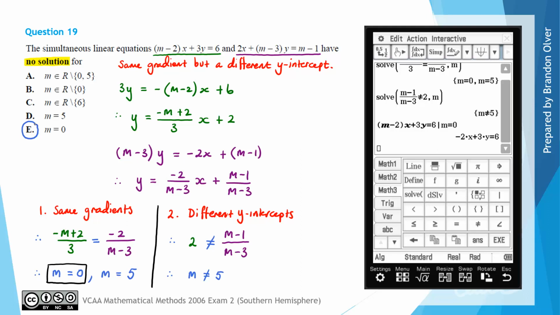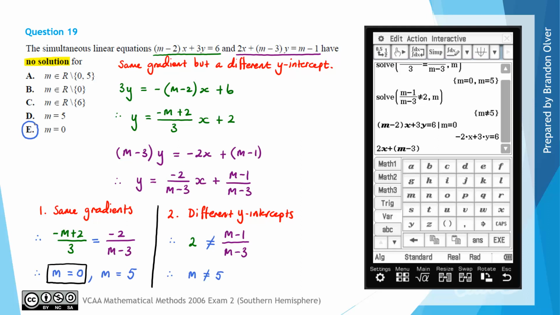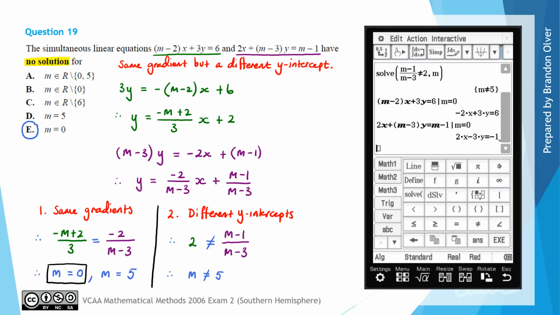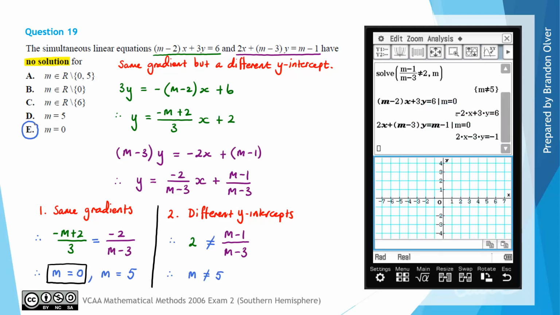And then for our second one, we actually had 2x plus, and then in brackets we had m, so I need to go variable m subtract 3 times y equals, and then we had m subtract 1 on the right hand side. And once again, I'm going to use Math 3 given that m equals 0, and that will give us this equation. And if I sketch both of those by dragging them down one at a time, we can see that we do in fact end up with parallel lines, and that means that there'd be no points of intersection or no solutions to that set of simultaneous equations, which is what we were after.